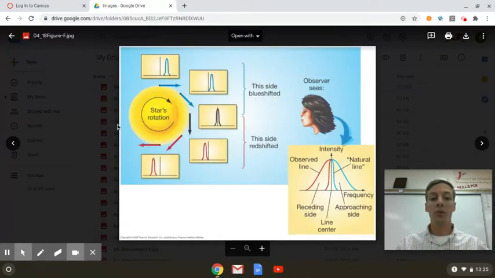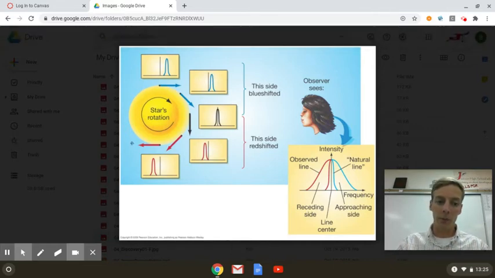If you get a star and that star is rotating, this side is coming towards you, so you're going to have shorter wavelengths. This side's going away from you, so you're going to have longer wavelengths. So if this is just regular light, it should be here, but you're going to get a little bit of blue, a little bit of red, and instead of one skinny little line, you're going to get a big, broad, fat line. That's spectral widening, okay, or line widening.